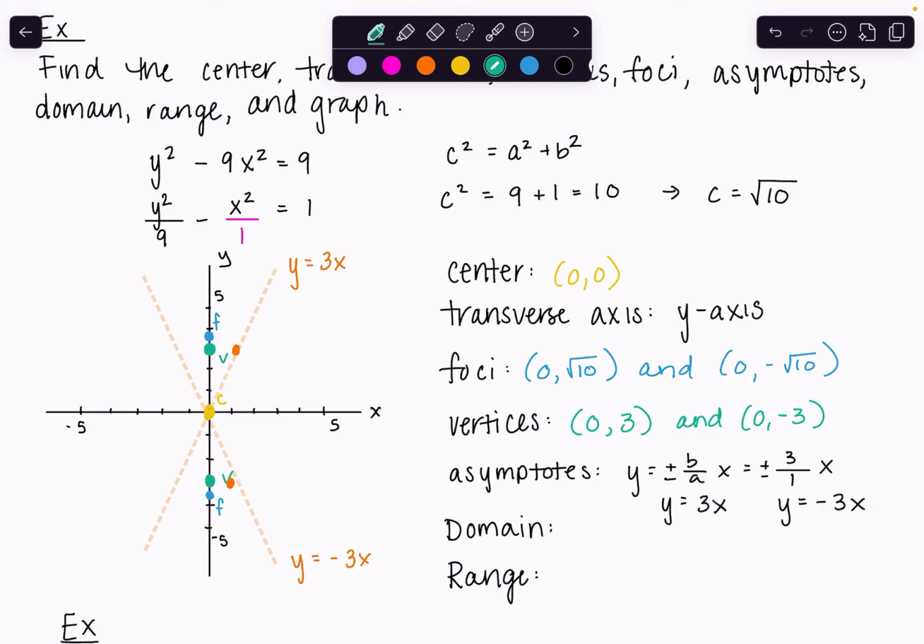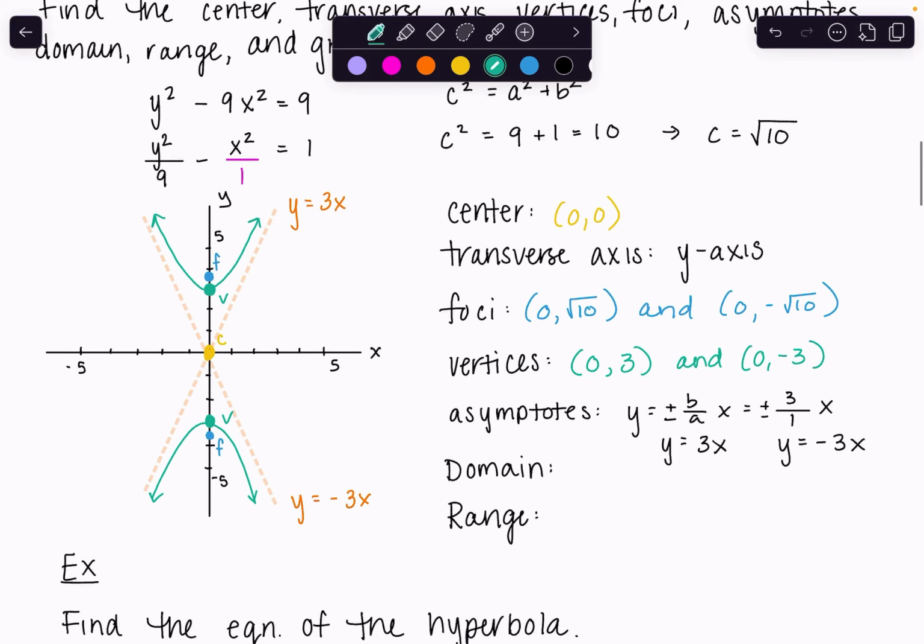Then to graph, I just hug my asymptotes and go through those vertices. So that would be our graph of this hyperbola.